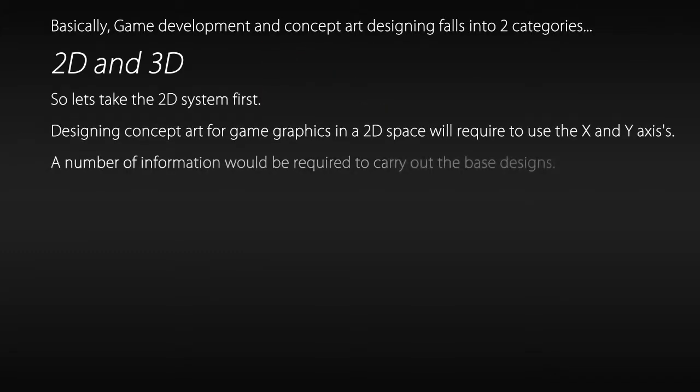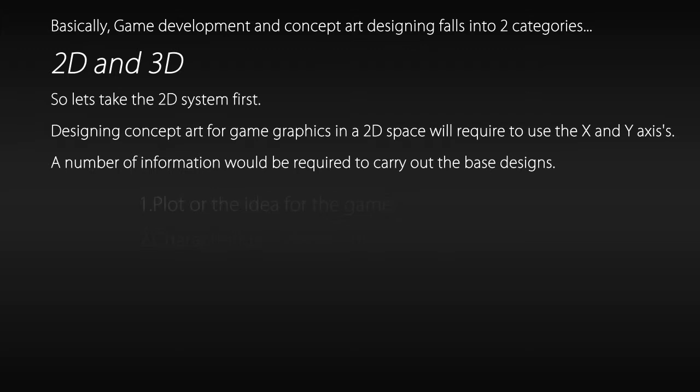Basically, game development and concept art designing falls into two categories: 2D and 3D. So let's take the 2D system first. Designing concept art for game graphics in a 2D space will require using the X and Y axes. A number of pieces of information would be required to carry out the base designs.